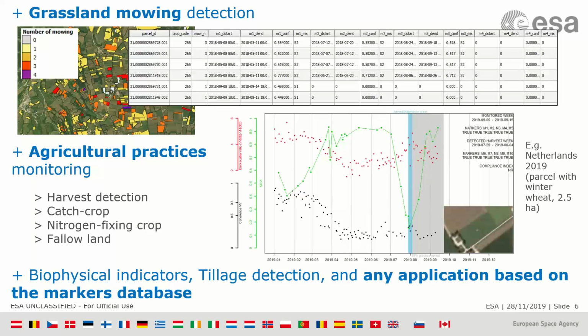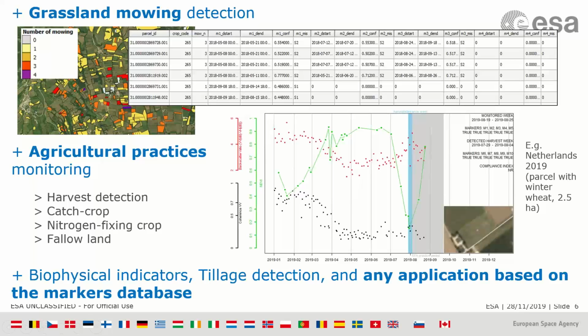The third kind of product is related to the agricultural practices monitoring. And again, we are working with Sentinel-1, Sentinel-2. Here in green, you see the NDVI, and in black and red, you get the coherence and the backscatter derived from Sentinel-1. And we are analyzing the markers week after week to detect first the harvest of the main crop. This is the blue line that is displayed here.